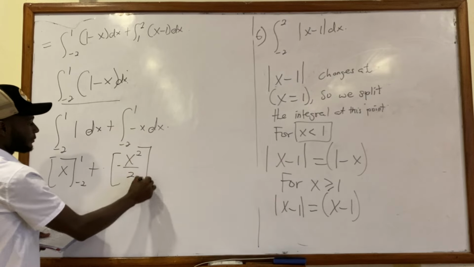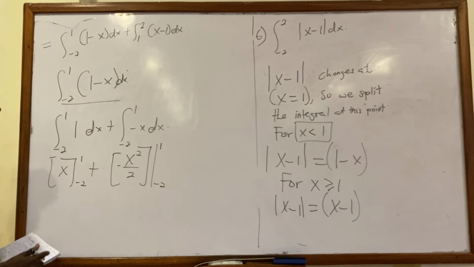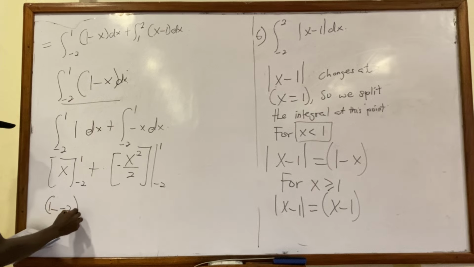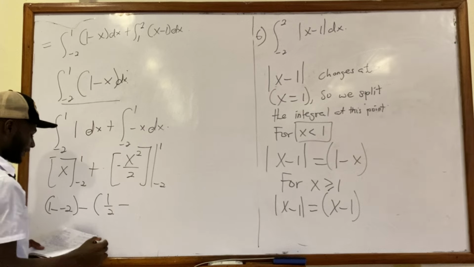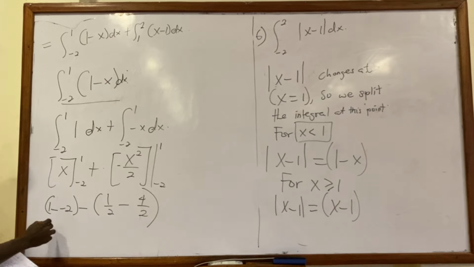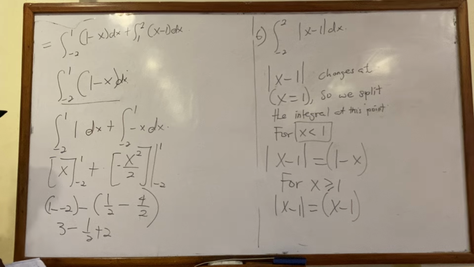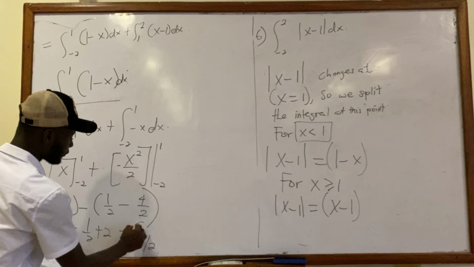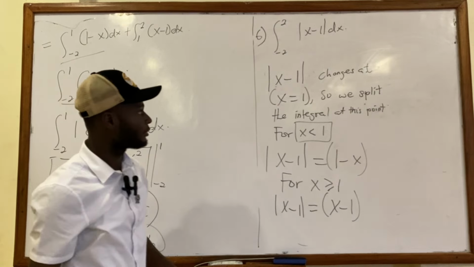That is negative, from negative 2 to 1. All right. So when you simplify this very well, you are going to have 1 minus 2 minus half into 4 over 2, right? And this simplifies to 3 minus half plus 2. All right. So this is equal to 9 over 2. So this is the first part of the integral.